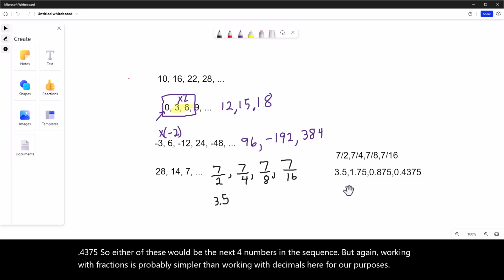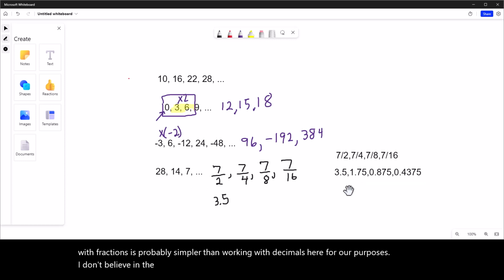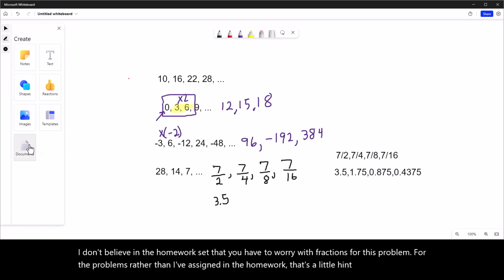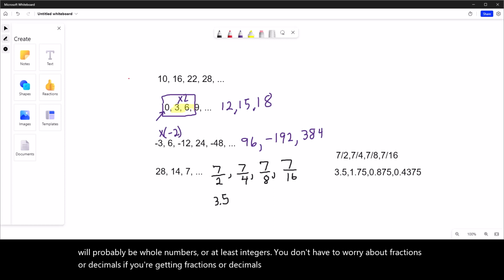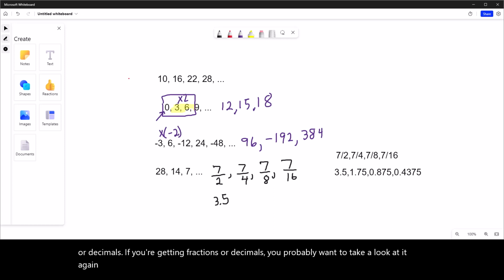I don't believe in the homework set that you have to worry with fractions for this problem. For the problems that I've assigned in the homework, that's a little hint that your answers will probably be whole numbers, or at least integers. You don't have to worry about fractions or decimals. If you're getting fractions or decimals, you probably want to take a look at it again for this Chapter 1 homework assignment that sequences and series are part of.